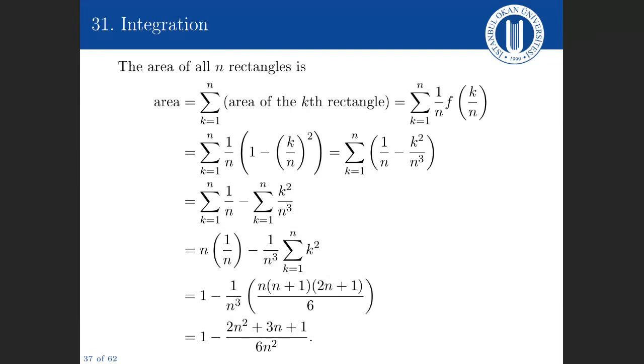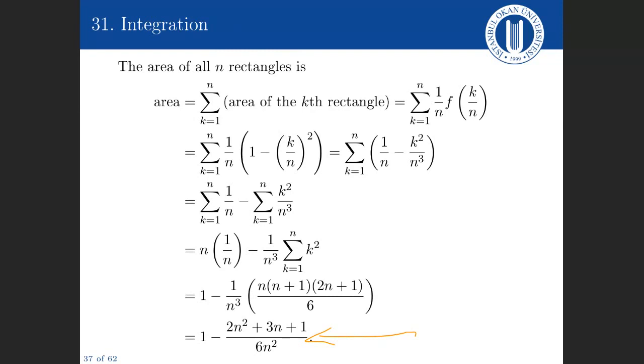For the second sum, 1 over n cubed, we can take outside of the sum because this is just a constant. We have the sum of k squared. I told you in the introduction what the sum of k squared is. We had the formula that n plus 1, 2n plus 1 divided by 6. Simplify this a little bit. We have the formula at the bottom: 1 minus 2n squared plus 3n plus 1 divided by 6n squared. I'll leave this for you to recheck when you have time.